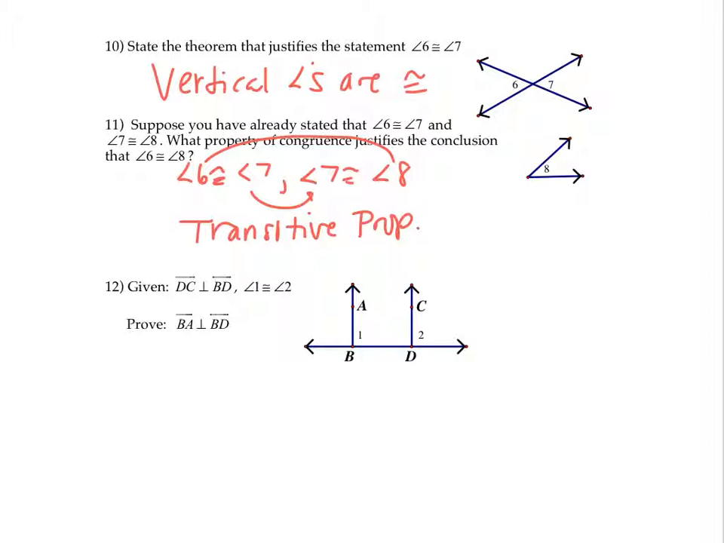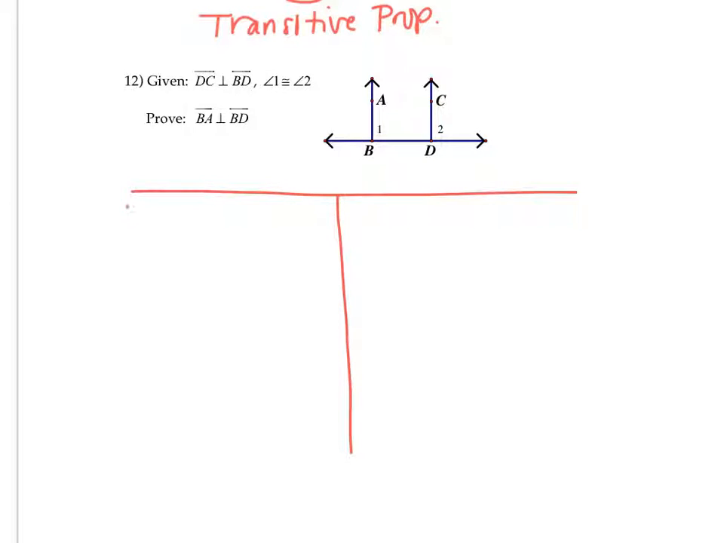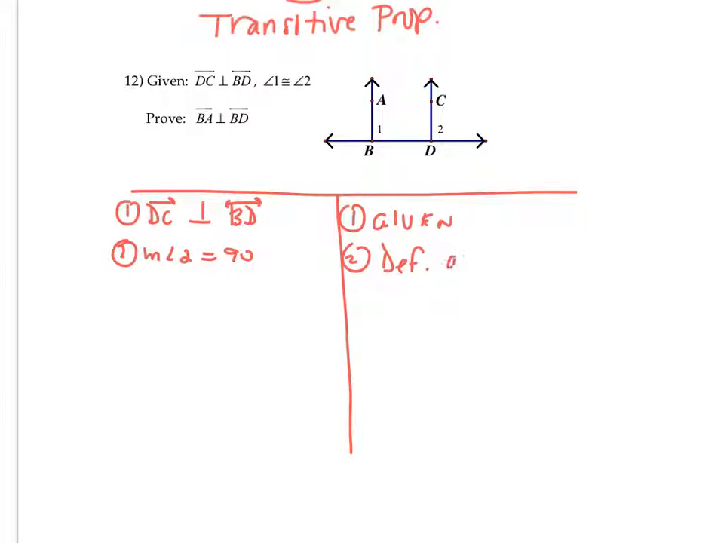Okay, finally, a little proof. Let's move this up, make some room. And first it says that we're given that DC is perpendicular to BD. So DC, which is a ray, is perpendicular to BD, which is a line. So that's given to us. Alright, in step 2, we're going to say that the measure of angle 2 equals 90 degrees. And what we're using here is just the definition of perpendicular lines.